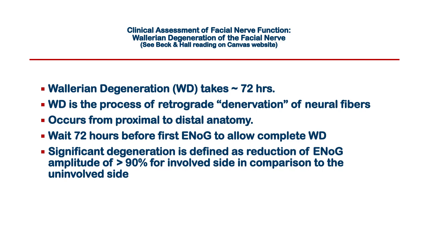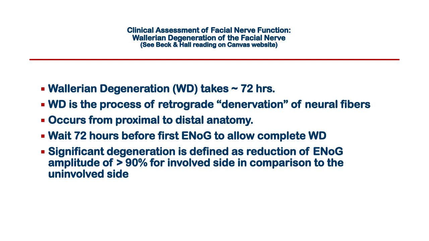So we're going to talk about how to analyze the ENoG in a moment, but it's a wave. It's got a peak, and when the peak on the involved side is less than 10% of the peak on the uninvolved side, that is when the amplitude of the facial nerve ENoG response, which is really a muscle response, not a nerve response, but the nerve obviously is going to control the muscle response, shows more than 90% degeneration.